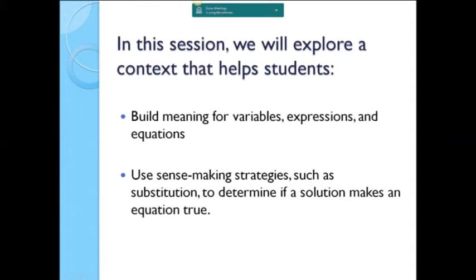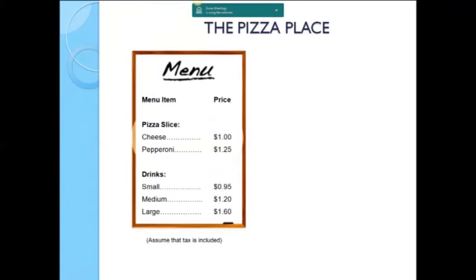In this section, we'll explore a context that helps students build meaning for variables, expressions, and equations, and use sense-making strategies such as substitution to determine if a solution makes an equation true. Here's a pizza place menu. When presenting this to kids, I simply give them a prompt like, what do you think C plus P means? And immediately, students generate responses like cheese plus pepperoni or $1 plus $1.25. The context is there, and it always made a lot of sense to them right away.